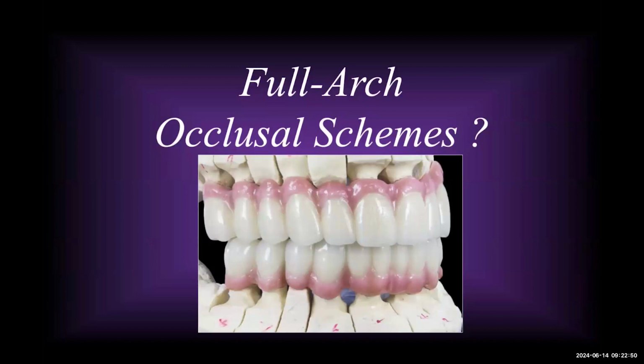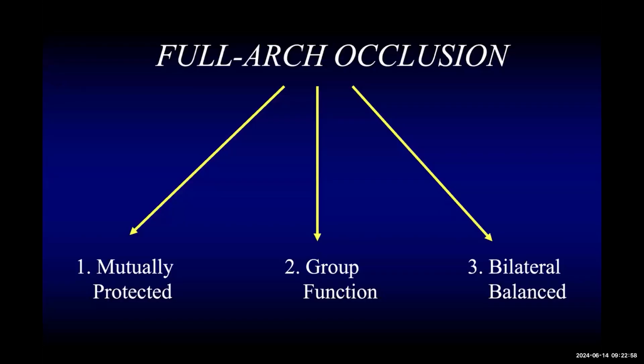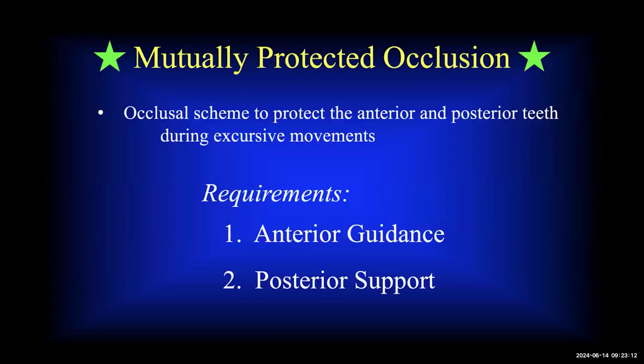So let's look at, for full arch prostheses, what are the different occlusal schemes that we have available to us? Well, first is called mutually protected. The second is called group function, and the third is bilateral balance. So these are different occlusions that can be used for full arch prostheses. Let's first talk about mutually protected occlusion.